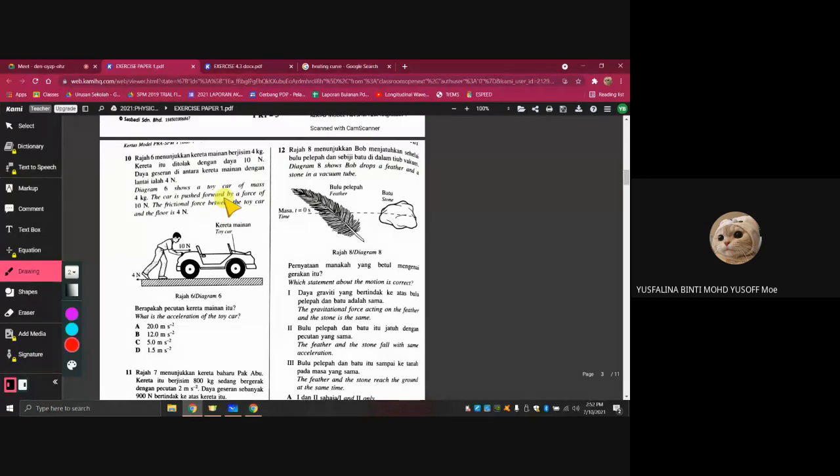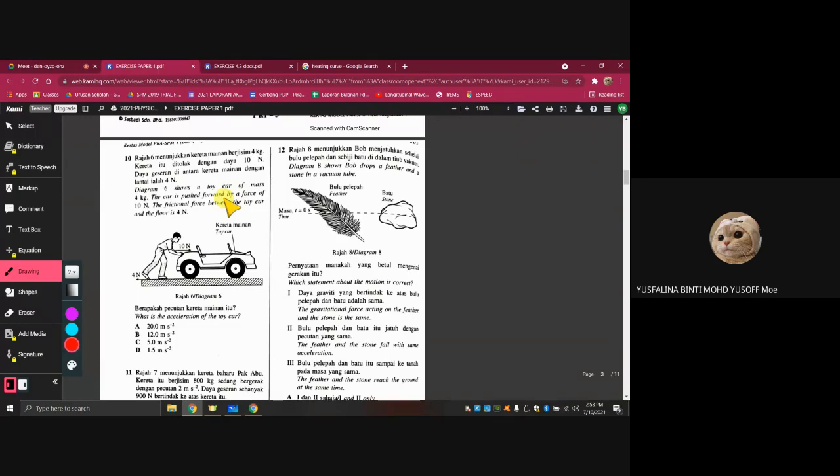If they say a smooth surface, smooth surface means there is no friction. If it is rough, they already give you the frictional force. So let's say you push a box 100 Newton and the frictional force is 20 Newton. The 100 Newton will be used to overcome the frictional force first, 20 Newton. Then the balance of the force will be used to accelerate the object.